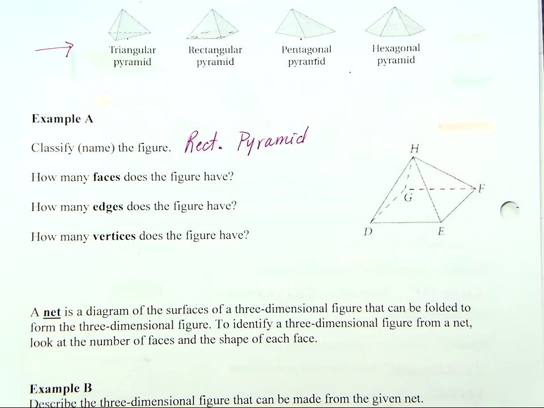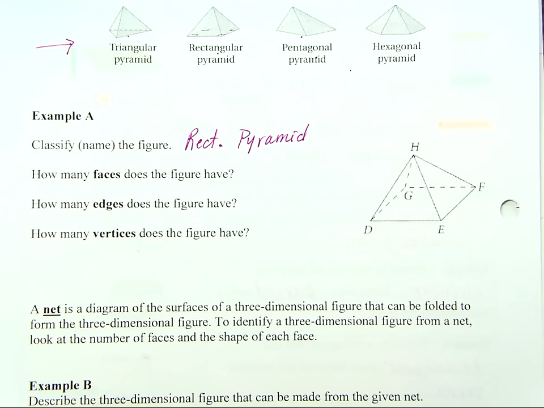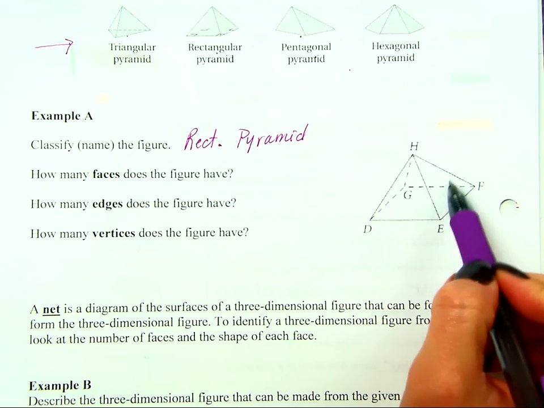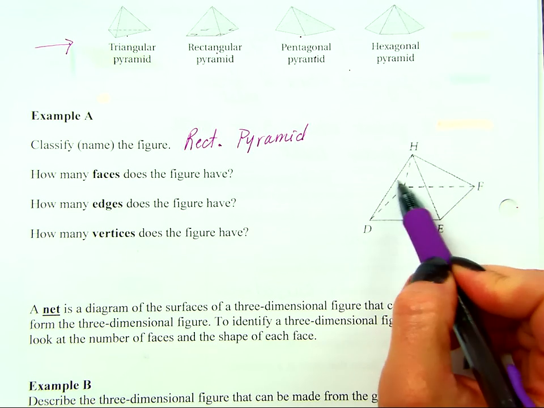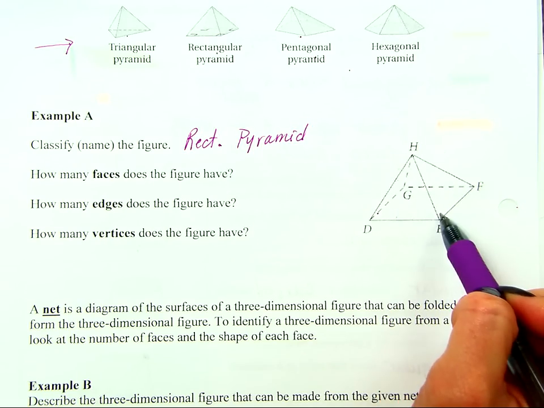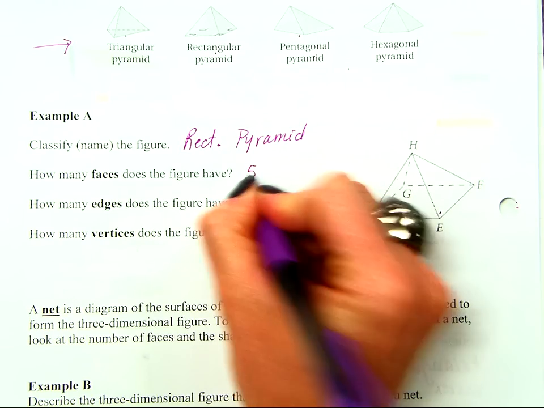How many faces does this figure have? Well, if we count along the sides, we would have the 4 triangles along the sides, but we also have this base at the bottom, and that is considered a face. So 1, 2, 3, 4, plus the bottom, I would have 5 faces.